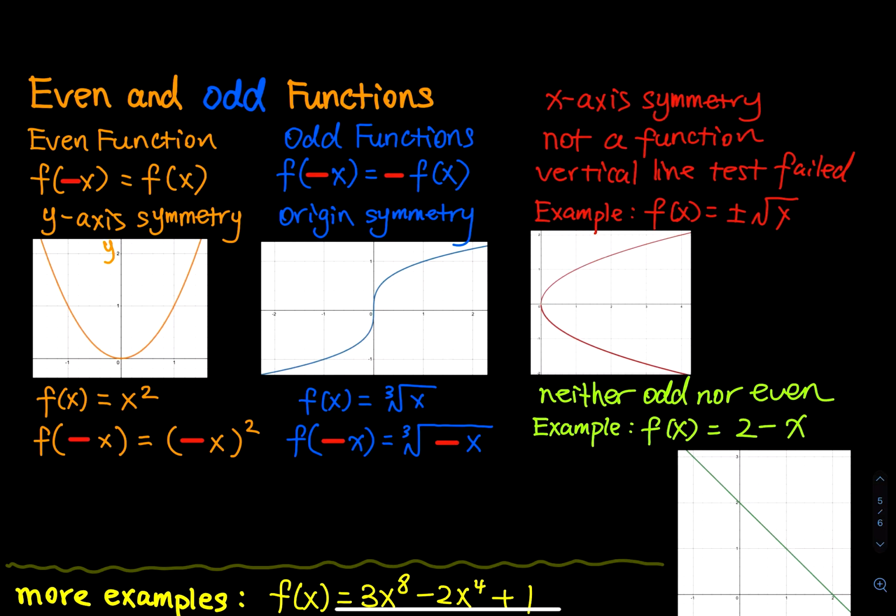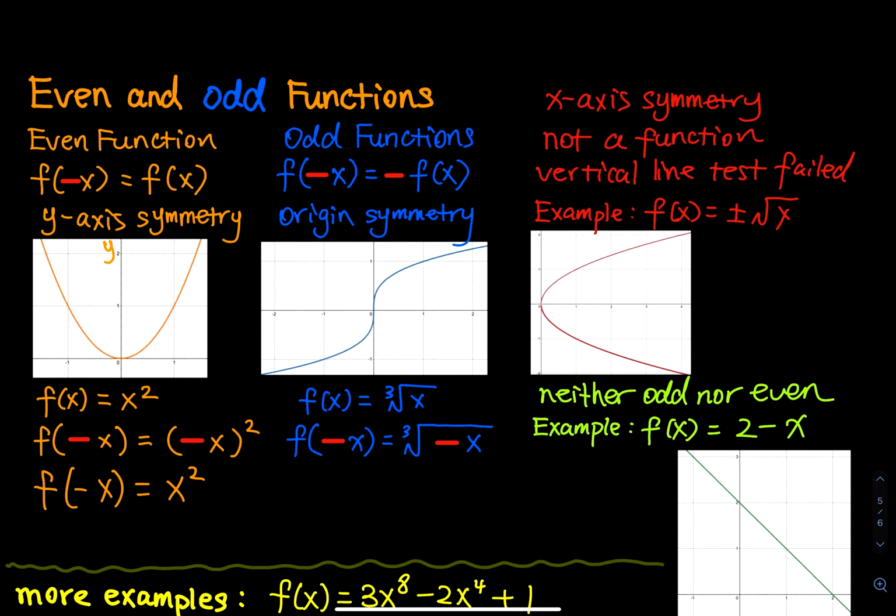For the parabola x squared, here is a quick test. I replace this x with negative x, so on the right hand side of the equal sign we have a negative x as well. But once you square the negative x, you get f of negative x equals x squared. We just get back the original function. Therefore, f of x equals x squared is an even function.